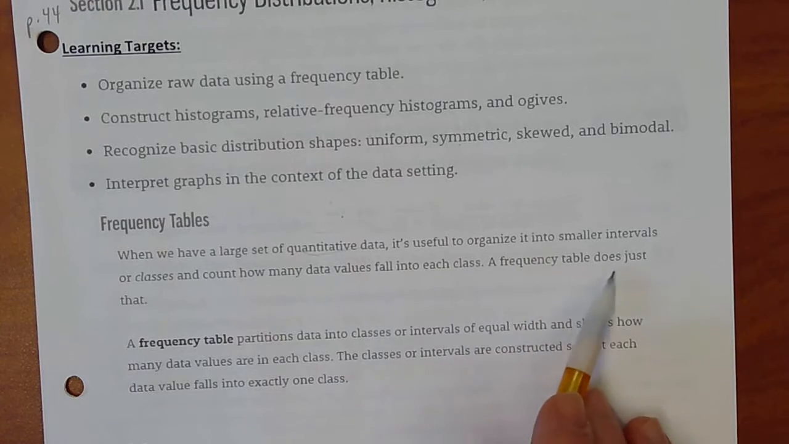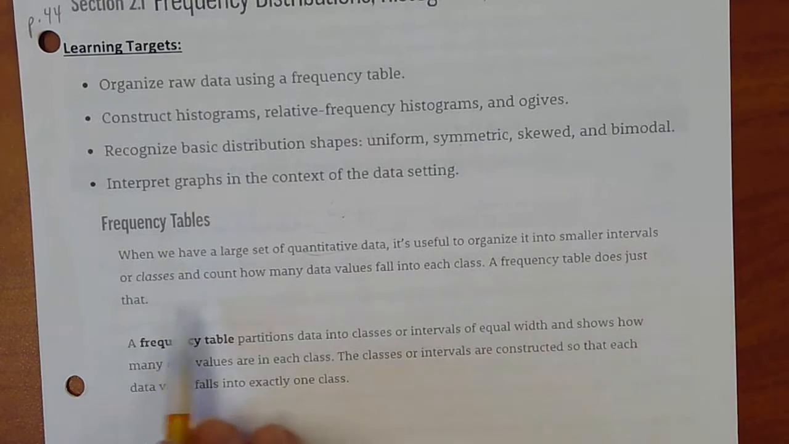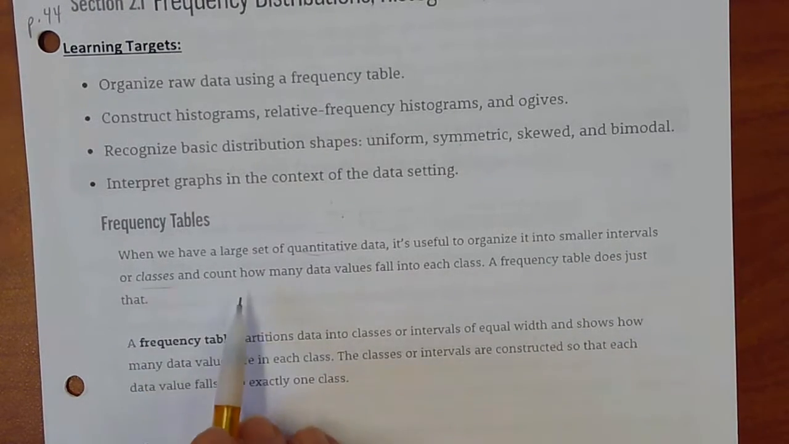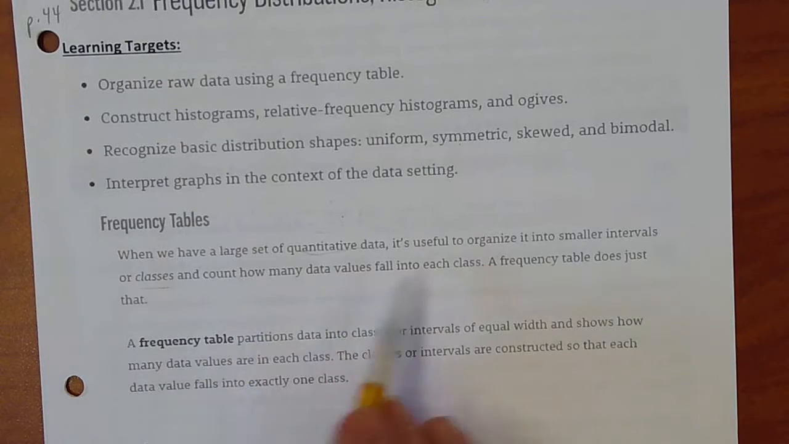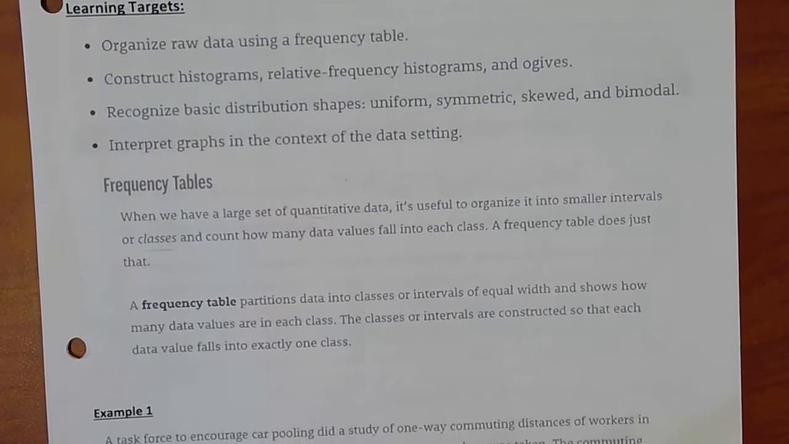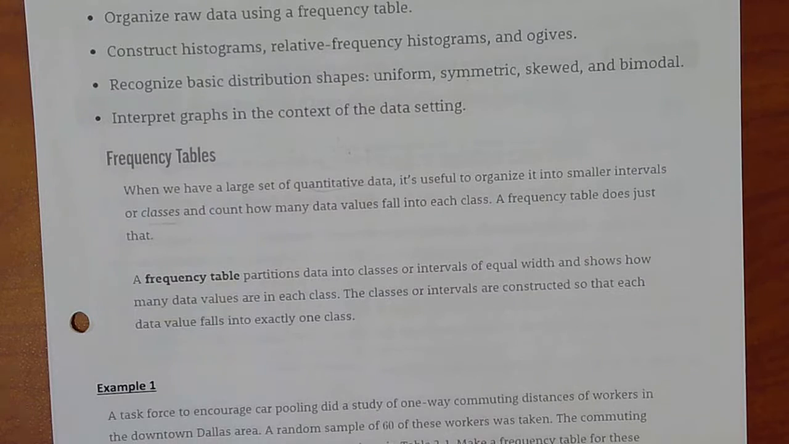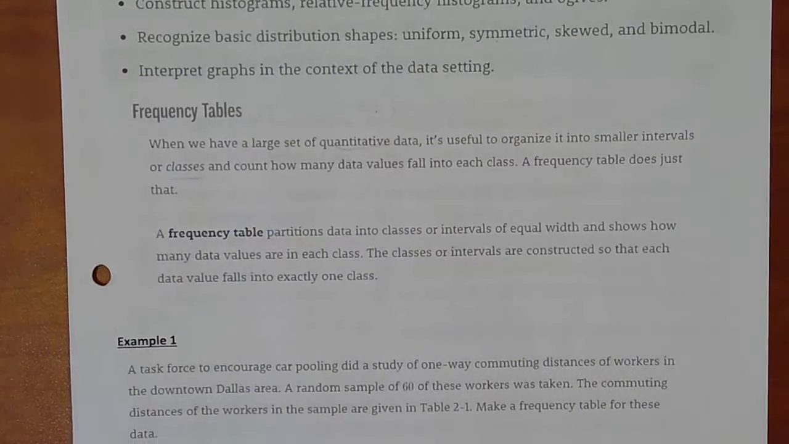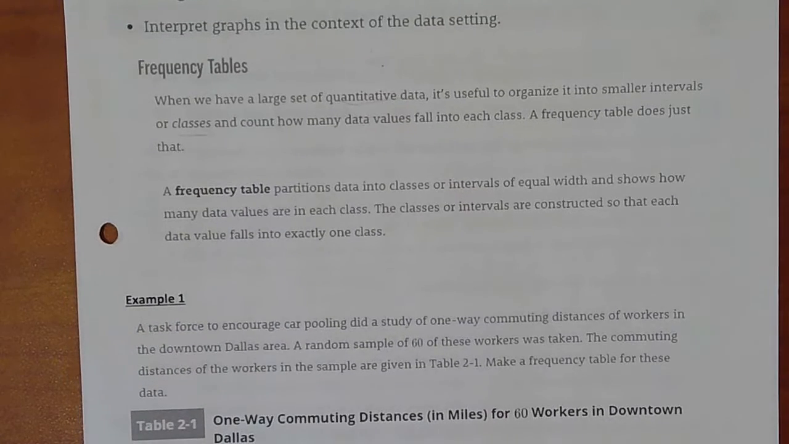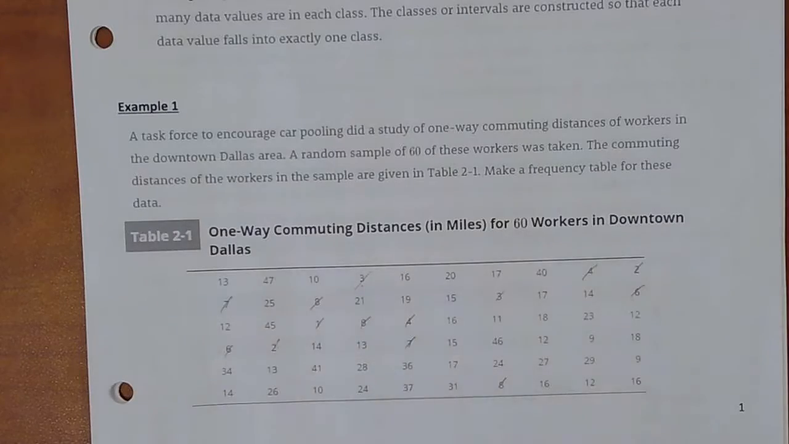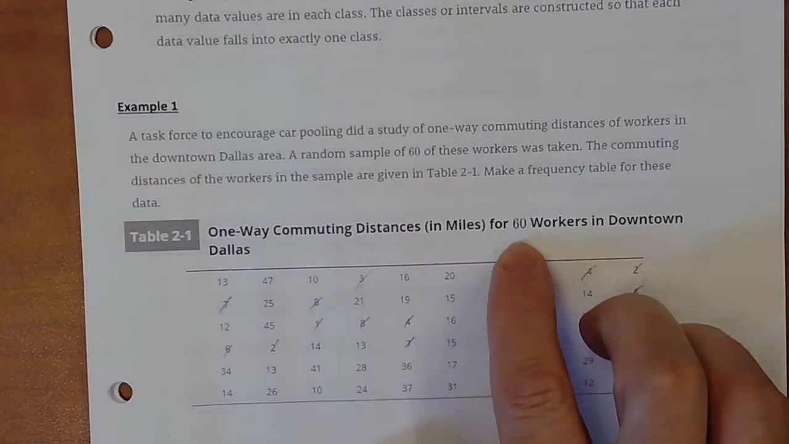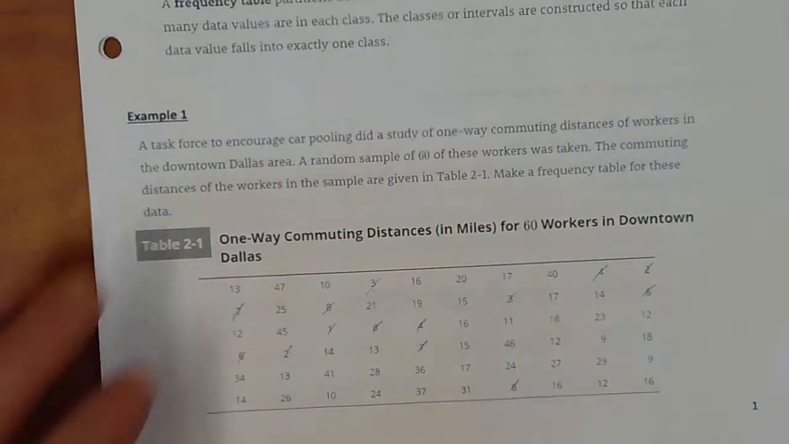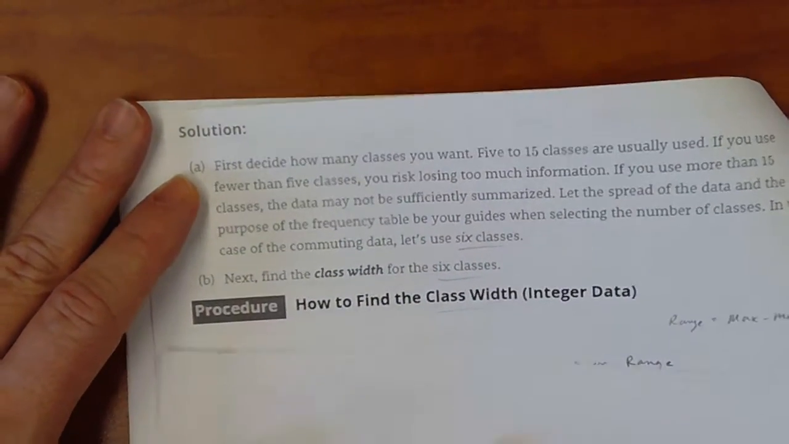All right, so a frequency table does just that. It breaks it into smaller intervals, or what's called classes, and then the count of how many data values fall into those classes. All right, so let me show you how we can do this. Let's look at example 1. I'll pause as you go ahead and read that setting. All right, so we got a big set of data, 60 pieces of data, commuting distances to downtown Dallas. So we first have to determine how we're going to get our class width.